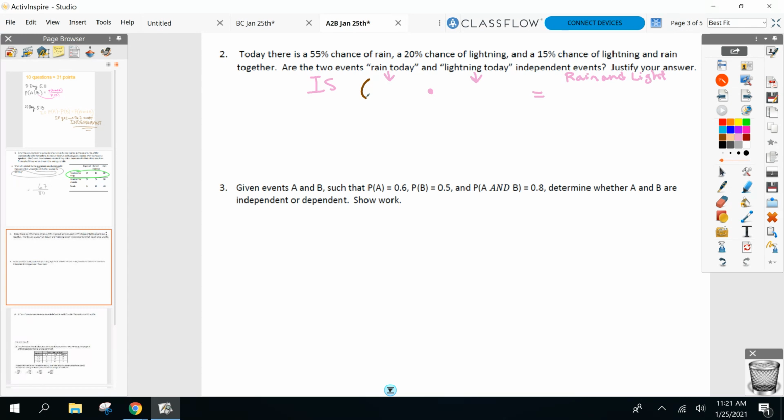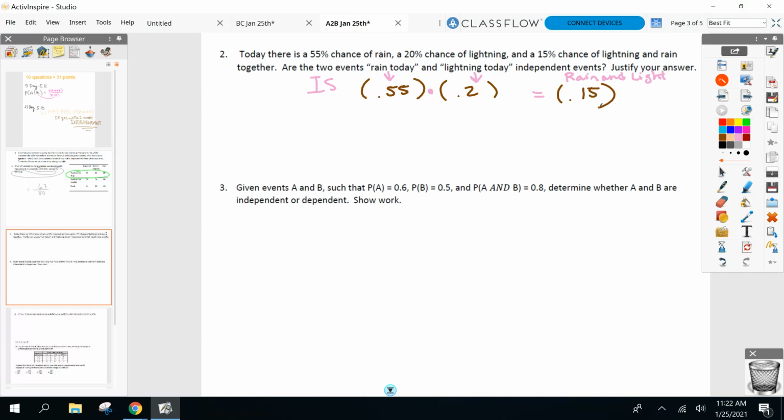55. Okay, guys, tomorrow don't write 55 either as a fraction or a decimal, please. So 0.55, got it? Lightning today, Mason? 20% or 0.2. Yep, 0.2. What's the chances of rain and lightning, Mason? 15% or 0.15. There you go. All right, so please put those percentages as decimals, guys, before you multiply.